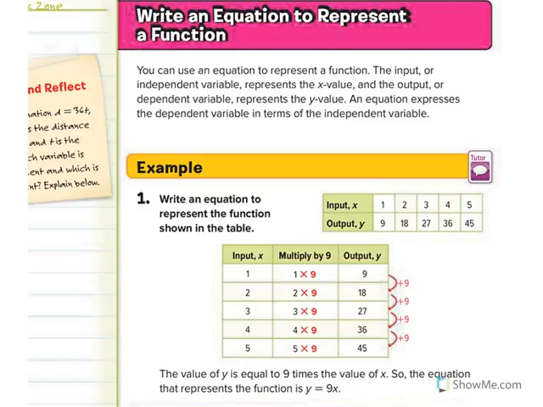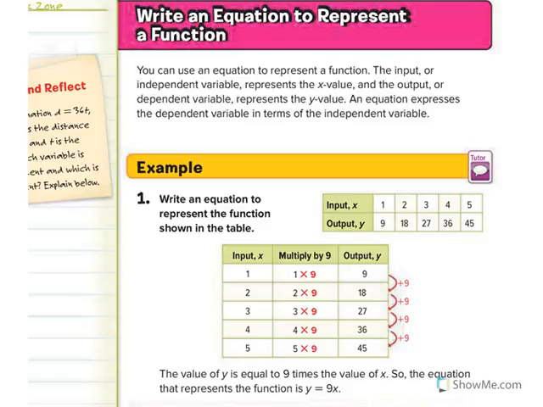So the input is the thing that you start with. It doesn't depend on anything else. It's completely on its own. Okay, and since input starts with in and independent starts with in, you know that those are the same. So the input is the independent variable.